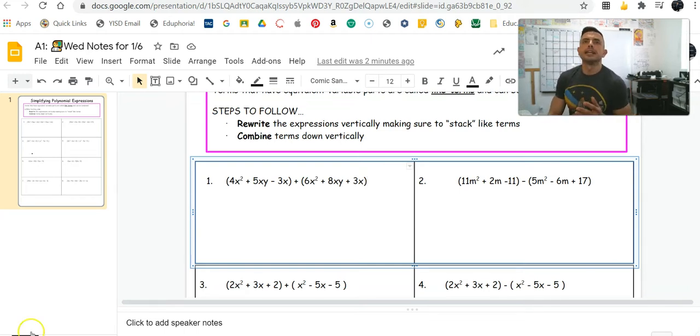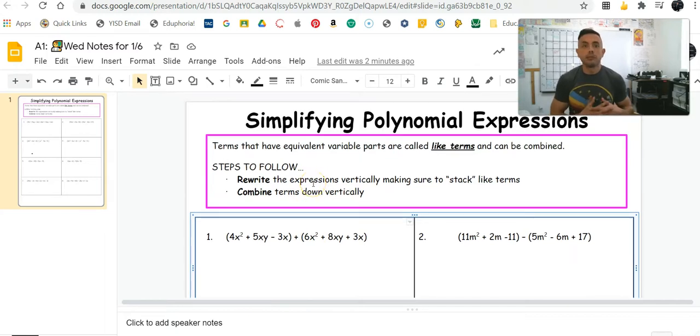Today's topic is going to be simplifying polynomial expressions. Simplifying just basically means taking a big long expression and making it shorter. Polynomial means that you have an expression that's made up of multiple pieces, or terms in this case. And an expression is any math problem that doesn't have an equal sign. It's not equal to something. So all we're doing is taking big long expressions and making them shorter. And there's a couple of basic rules to do that.